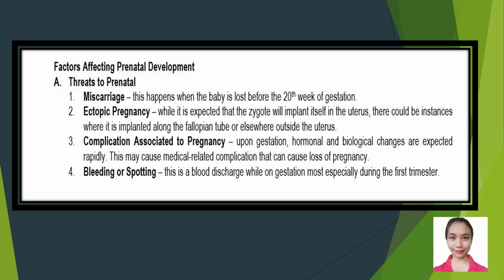Okay, next we have the ectopic pregnancy. So while it is expected that the zygote will implant itself in the uterus, there could be instances where it is implanted along the fallopian tube or elsewhere outside the uterus. An ectopic pregnancy most often occurs in a fallopian tube, which carries eggs from the ovaries to the uterus. This type of ectopic pregnancy is called a tubal pregnancy.